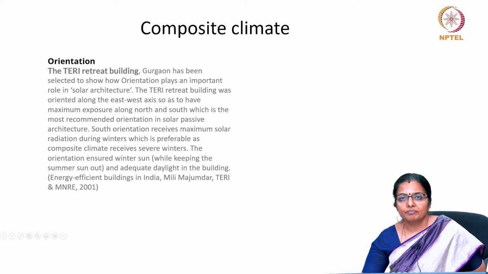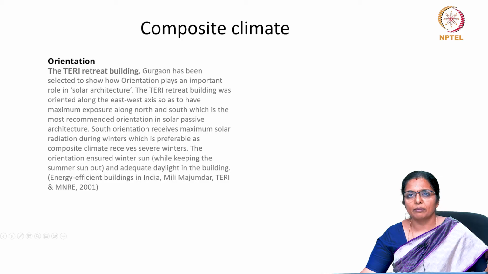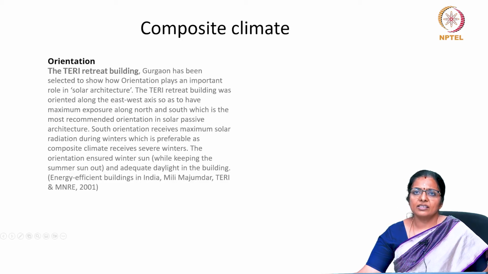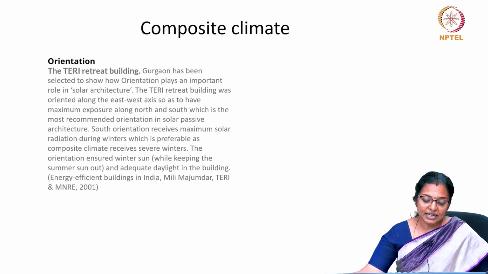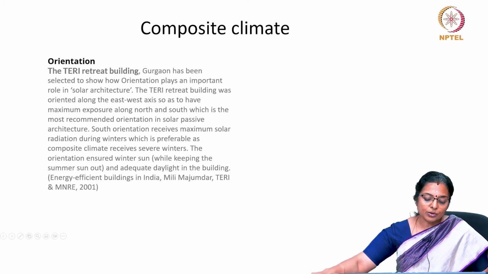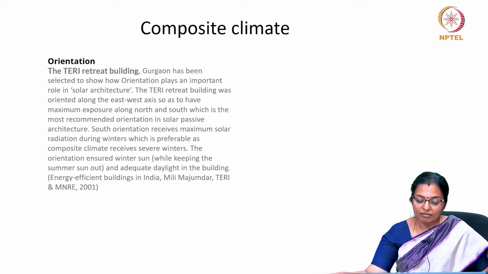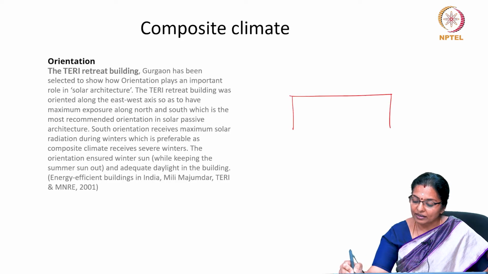We will see another case of a building in a composite climate. Now, composite climate, we will look at the Terry building. The Terry building is at Gurgaon, and it is selected to show how orientation plays an important role in solar architecture. The Terry building was oriented around the east and the west axis so as to have maximum exposure along the north and south.